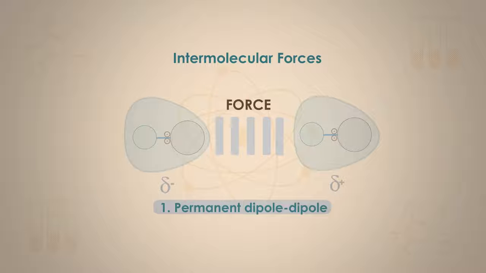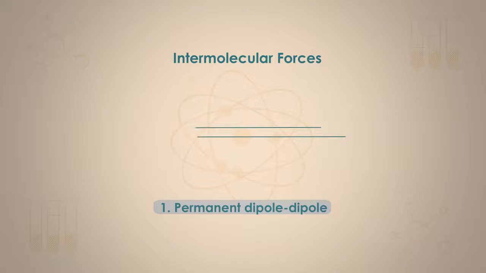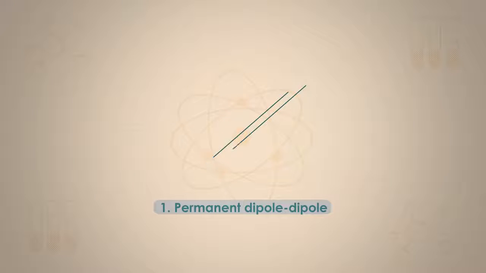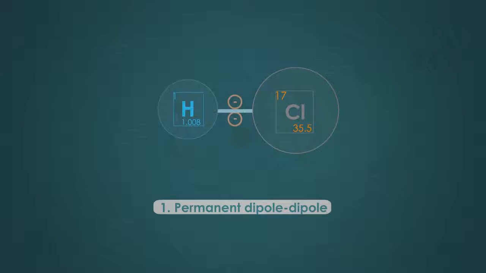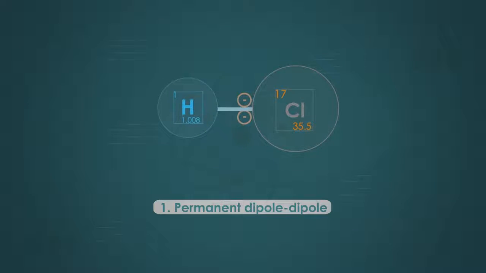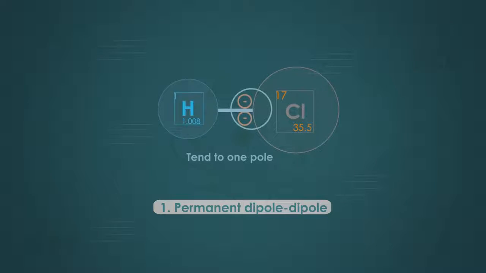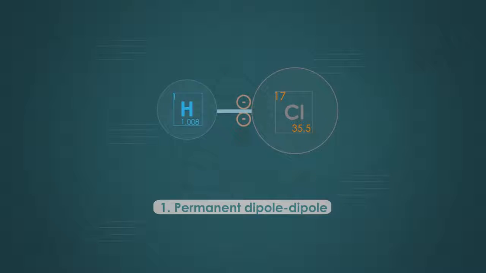A polar molecule is one in which there is a permanent dipole, arising usually because the different atoms in the molecule have different electronegativities, the attraction by a bonded atom for the pair of electrons in a covalent bond. Let us take hydrogen chloride as an example. Hydrogen chloride is a polar molecule, as the pair of electrons in the hydrogen-chlorine bond are nearer to the chlorine atom. In other words, they tend to one pole. The chlorine atom has a stronger attraction to the electrons because it has a greater electronegativity than the hydrogen atom.